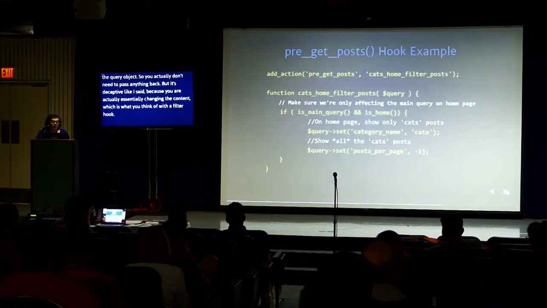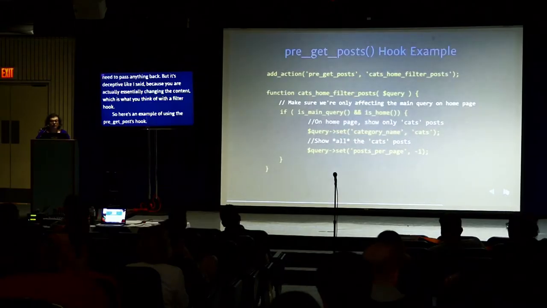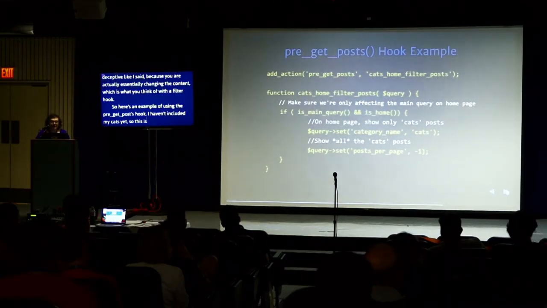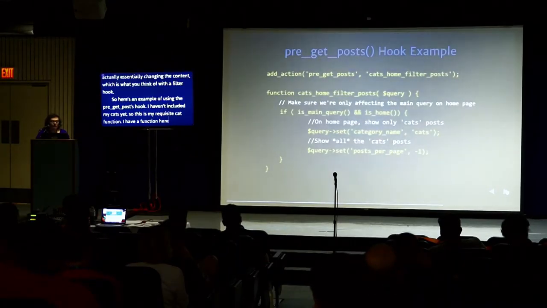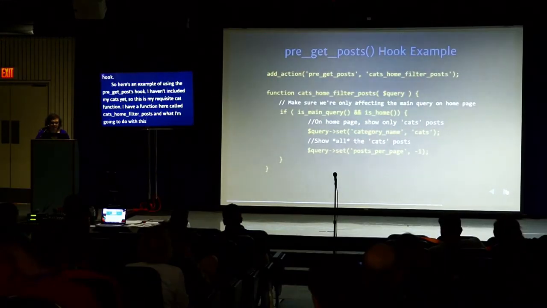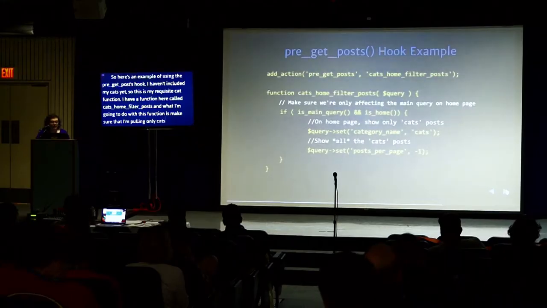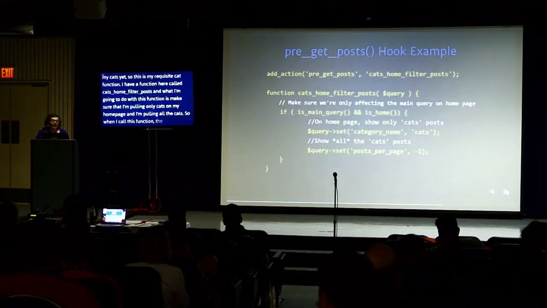So here's an example of using the pre_get_posts hook. I haven't included any cats yet, so this is my requisite cat inclusion. I have a function here called cats_home_filter_posts, and what I'm going to do in this function is make sure that I am only pulling cats on my homepage, and then I'm pulling all of the cats. So when I call this function, the first thing I need to do is check that I'm actually on the right query.